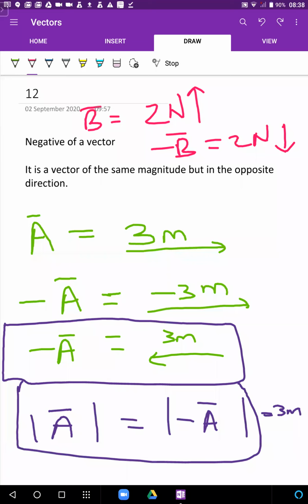Yes, you have to remove the minus sign. You don't put the minus sign in at all, you just reverse the direction. Even if I ask you to take the negative, just reverse the direction. Okay?